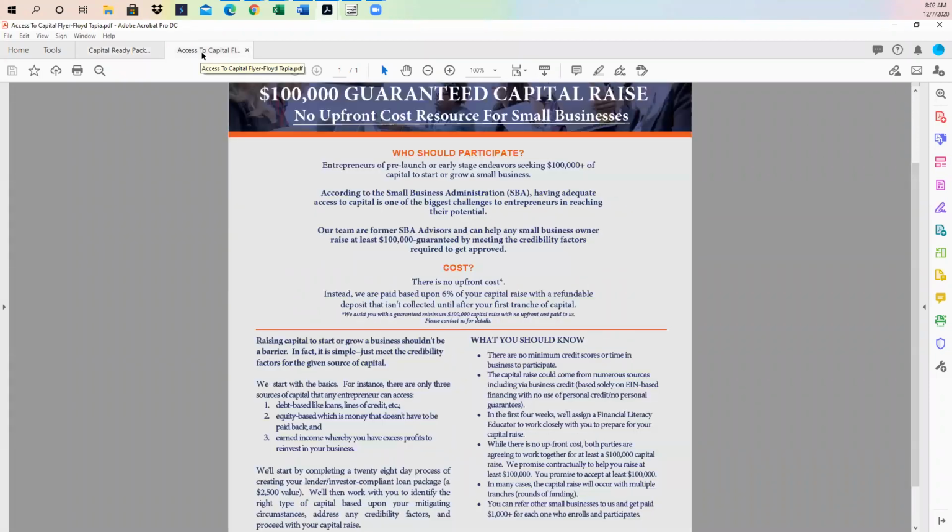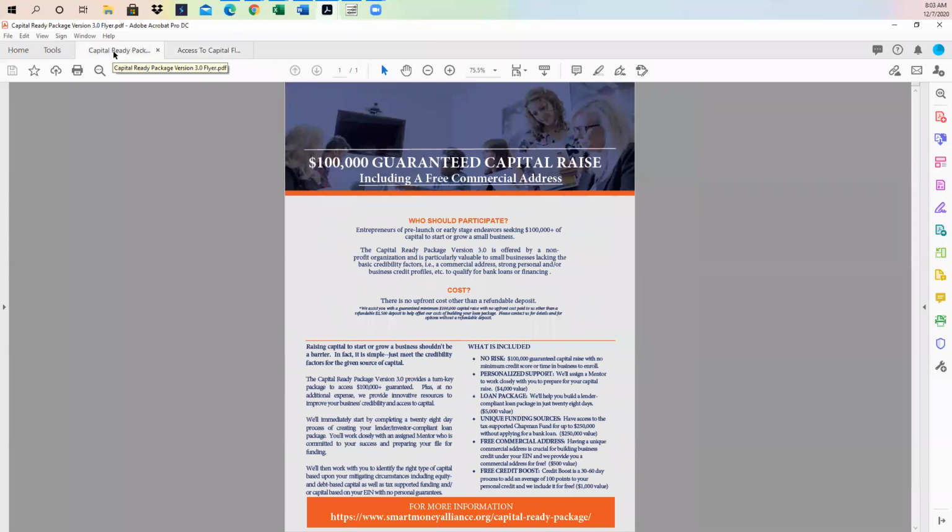In the Access to Capital, we defer. In other words, we wait. We don't collect the $2,500 deposit from the client until after the first capital raise. So Access to Capital has a $2,500 deposit, yes, but we don't collect it until after the first capital raise. The Capital Ready Package 3.0 also has a $2,500 refundable deposit. So both are the same amounts. Both are refundable after the client hits at least 100,000 capital raise.